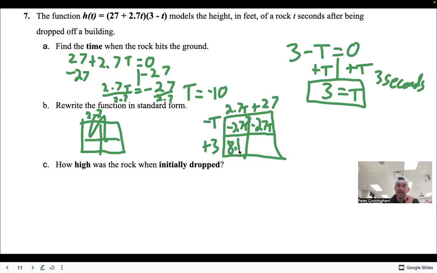The only reason this is fast for me is that I did it before, right? I have my work worked out there, but 3 times 2.7, you get 8.1t. So if you need to slow down, do that. 3 times 27, you have 81. So why did we do all this?